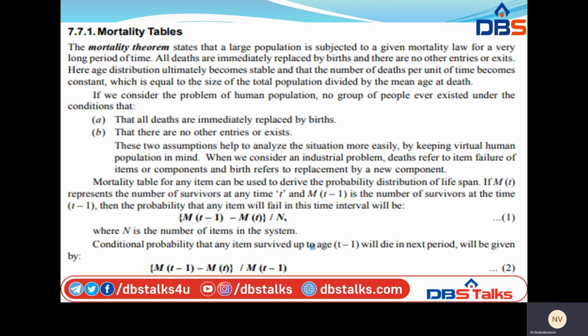that is, the previous month or previous year, will die in the next period, and it will be given by m of t minus 1 minus m of t by m of t minus 1. That is the formula. So that is the mortality.